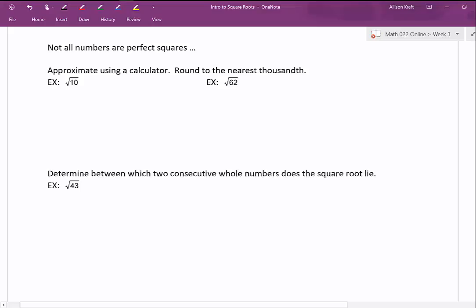So let's approximate these square roots using a calculator. We want to round to the nearest thousandth. Typing in the square root of 10, you should get 3.162. And the square root of 64, 7.874.